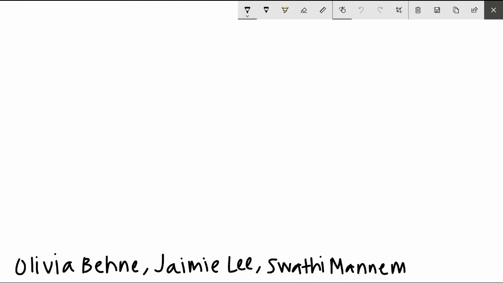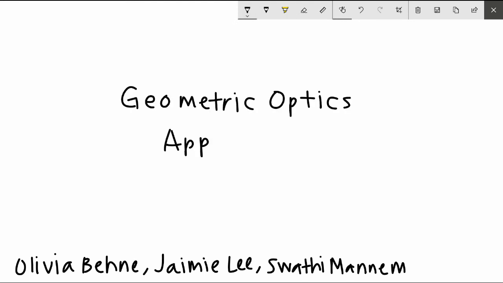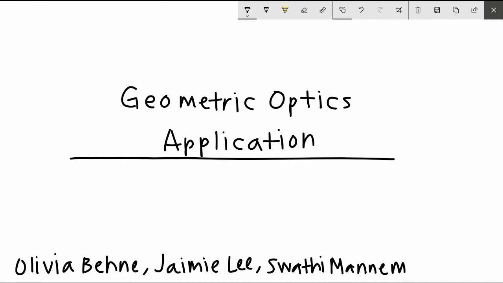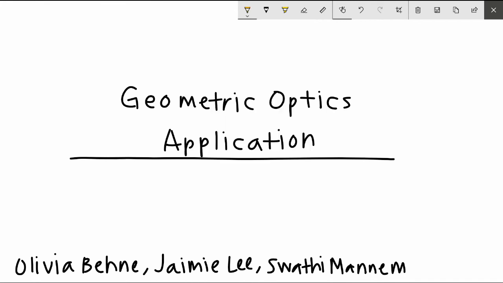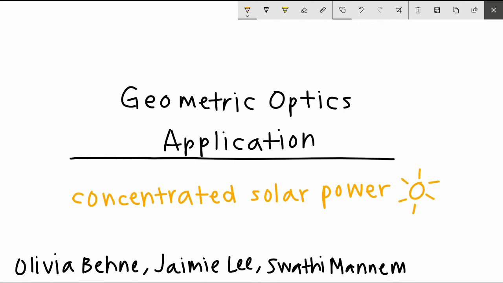Geometric optics has many applications. However, we will focus on how geometric optics is used to concentrate solar power. We will be presenting to you 3 different ways that solar power can be concentrated: the parabolic trough system, power tower system, and parabolic dish system.